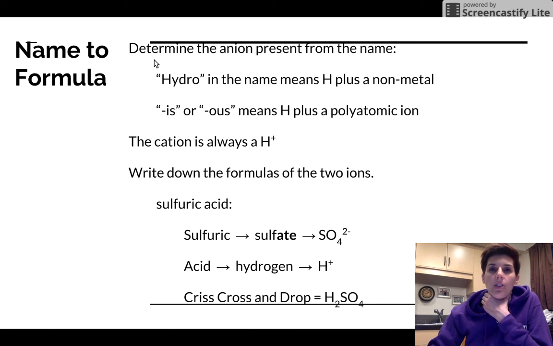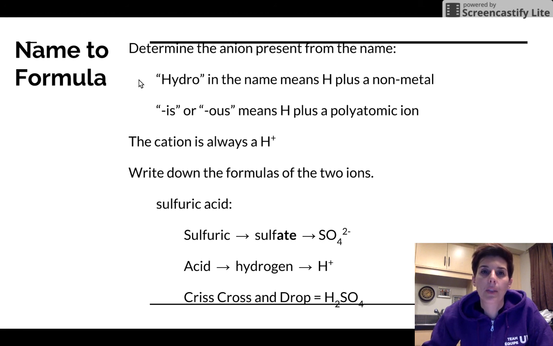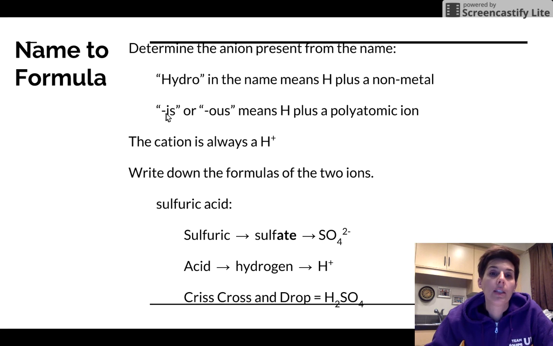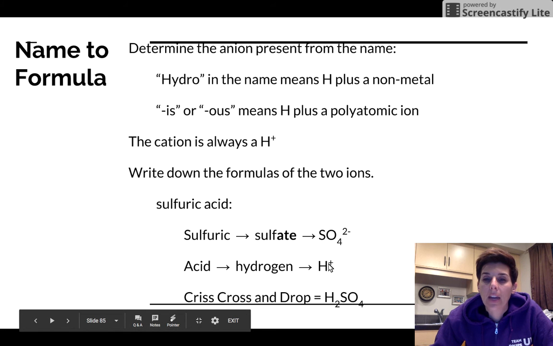Now, how to name a formula. So you need to determine if the anion is present from the name. So hydro in the name means that we have a hydrogen ion plus a nonmetal. IC or OUS means simply that we have a hydrogen plus a polyatomic ion. The cation is always hydrogen, always. That's the rule. So we're going to write down the formulas for the next two ions. So if I have sulfuric, I'm going to change that to sulfate. And to get the word acid, I'm going to add my hydrogen to the front because remember, this is my cation and this is my polyatomic anion.